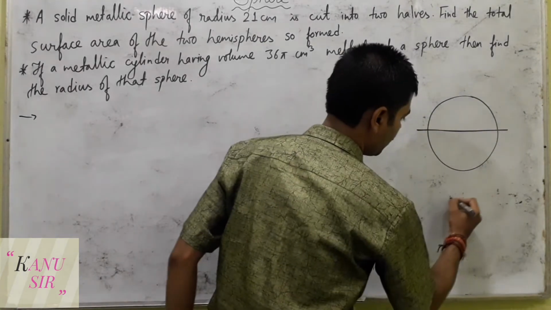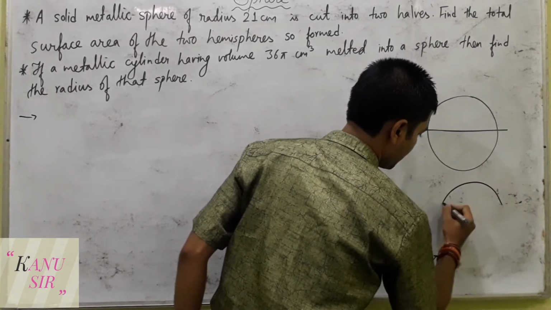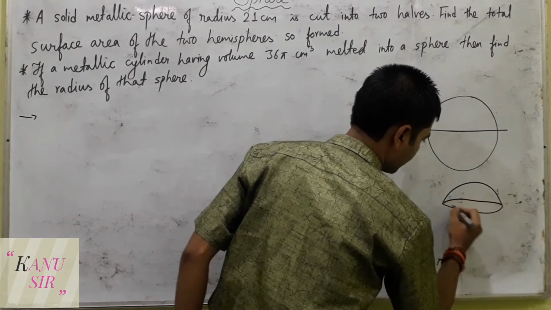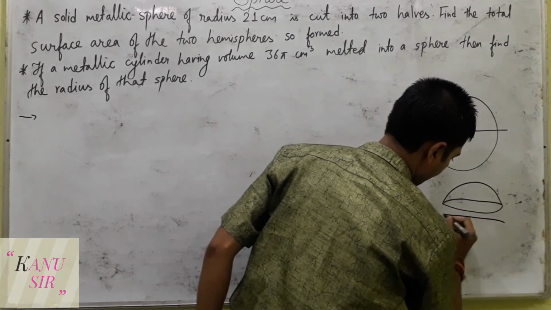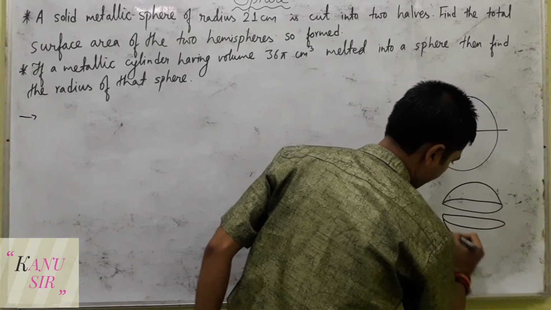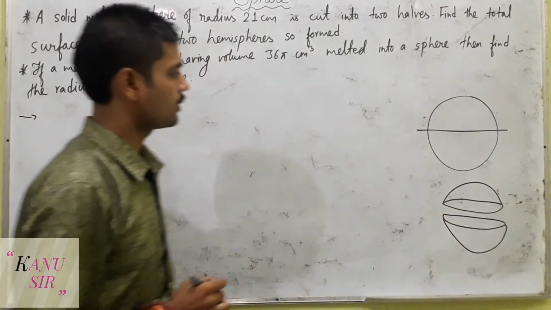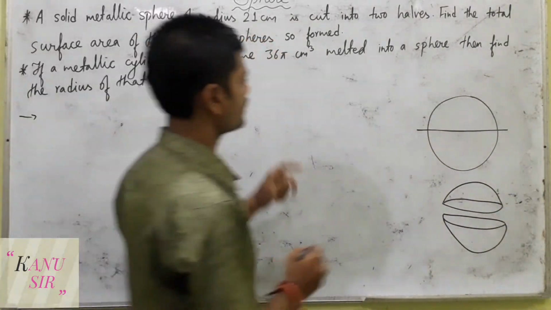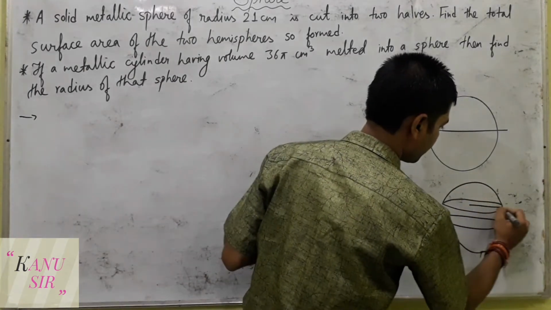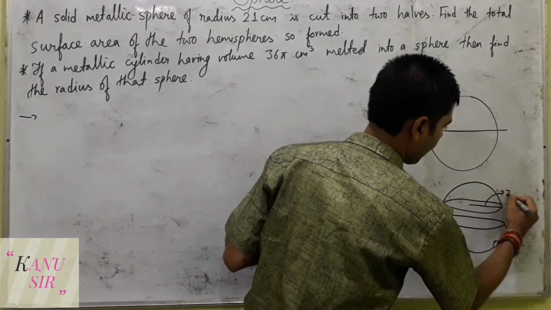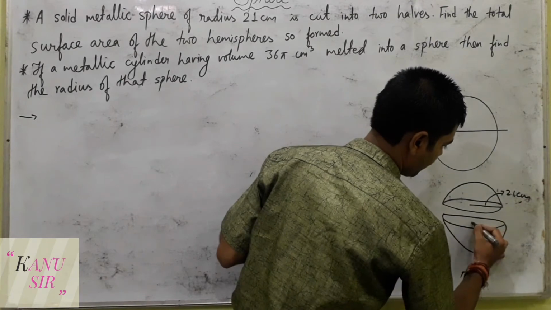Then you will get 2 different hemispheres, like this. What can you understand here? That the radius is the same because it is exactly cut from the middle, from the great circle.